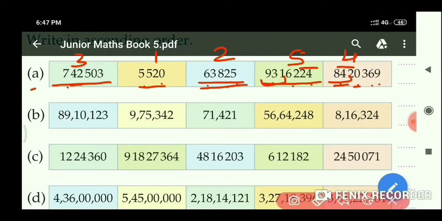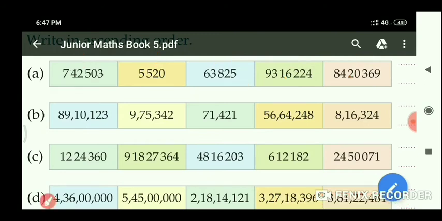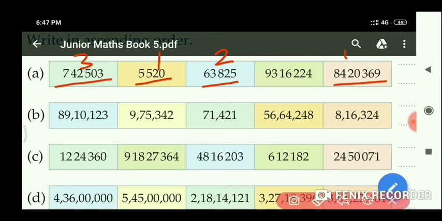So the first one you have to write 5,520. Okay, so the first number we have to write is 5,520, second 63,825, then third one 7,42,503, and fourth one 84,20,369, and fifth one 93,16,224. Okay, as I wrote in descending order in question number 5, similarly here also you will write. Okay, next B part, what do you have to do?